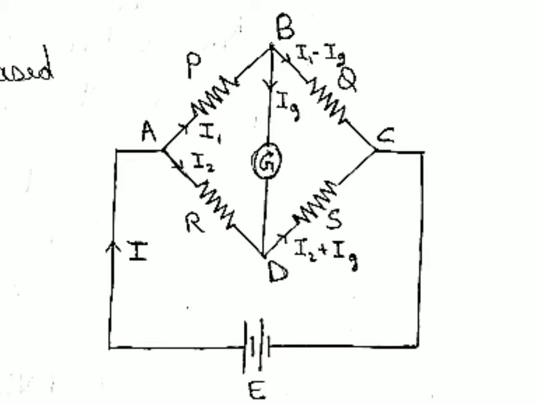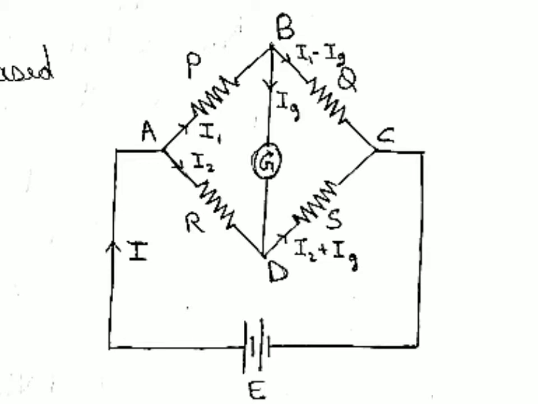Then again, you consider the junction B. At junction B, the current entering is I1, and the current leaving is Ig. One part is Ig, which flows through the galvanometer G of resistance G, and the remaining part is I1 minus Ig, which flows through the resistance Q. Then this Ig will meet at D with the current I2. As you can see here, I2 flows through R and it meets at D with Ig.